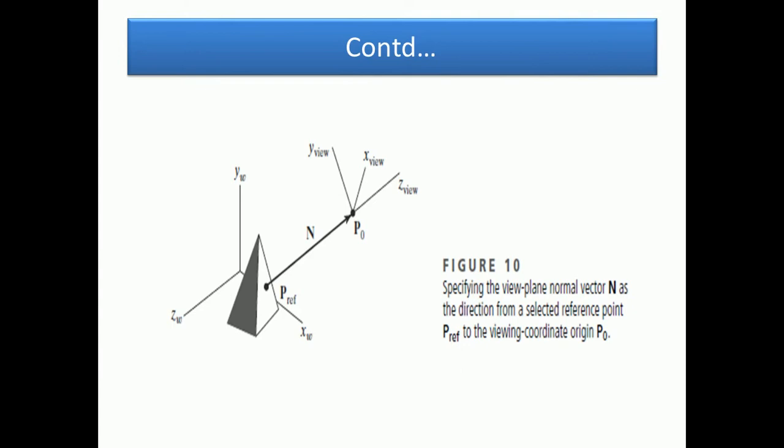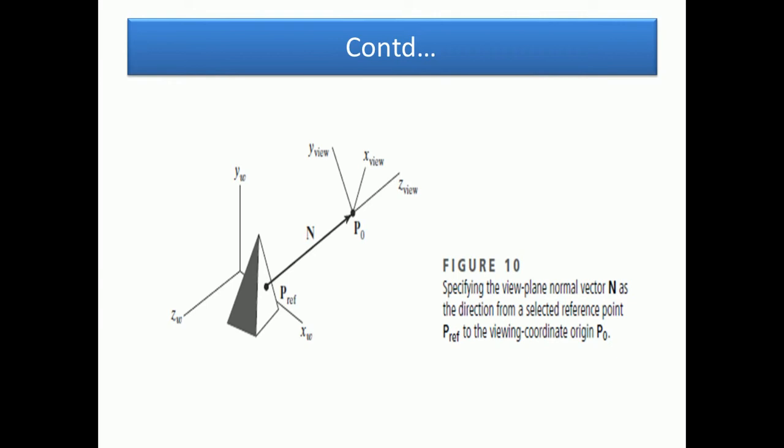Here, vector N, the view plane normal vector, can be specified in various ways. In some graphics systems, the direction for N is defined to be along the line from the world coordinate origin to a selected point position. And in other systems, N is taken to be in the direction from the reference point, that is P reference, to the viewing origin P0, which is shown in figure 10.